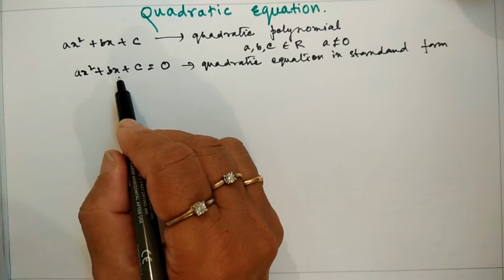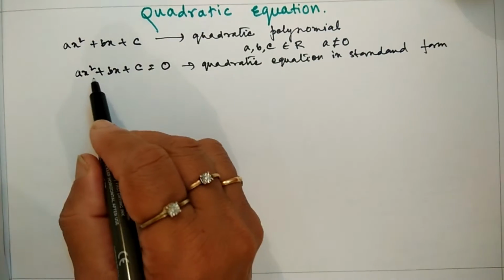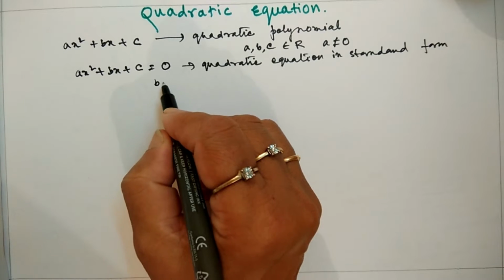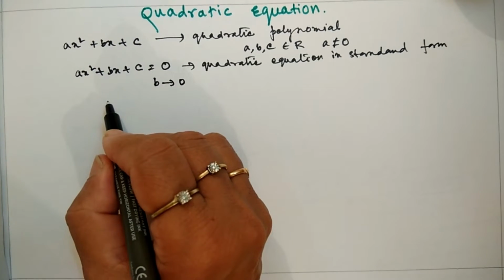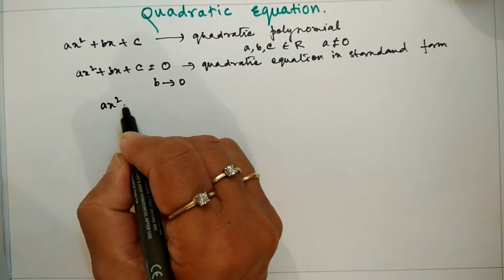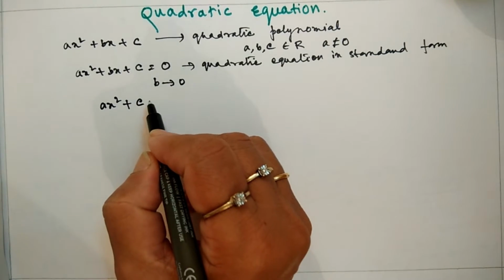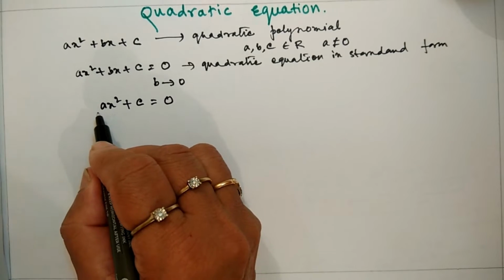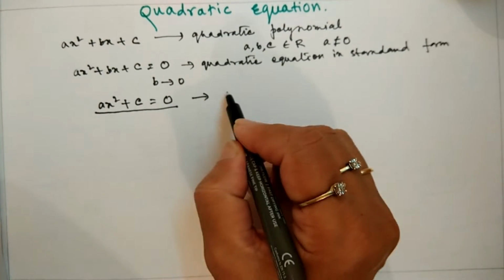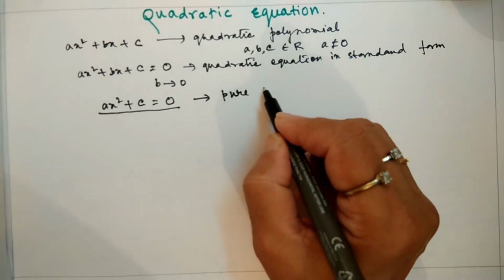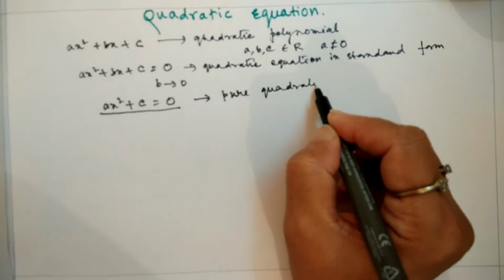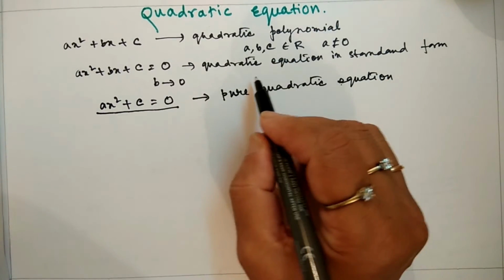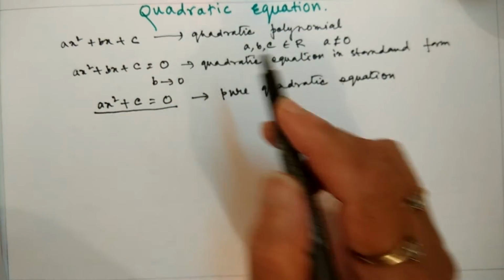Now we cannot write a = 0, but b can be 0. So if b becomes 0, then the equation becomes ax² + c = 0. A quadratic equation of this form is called a pure quadratic equation, and the other is called a quadratic equation in standard form.